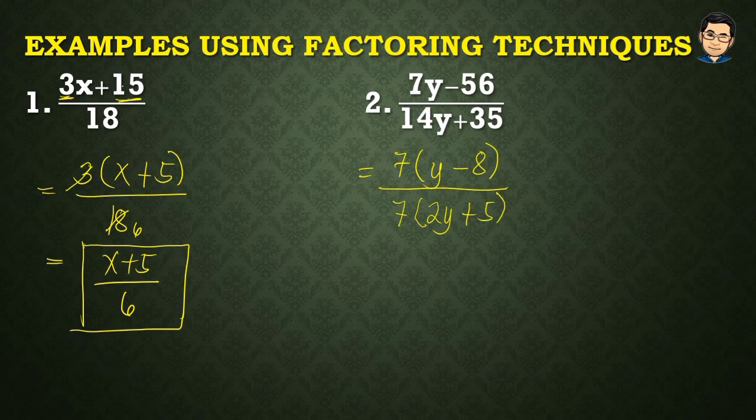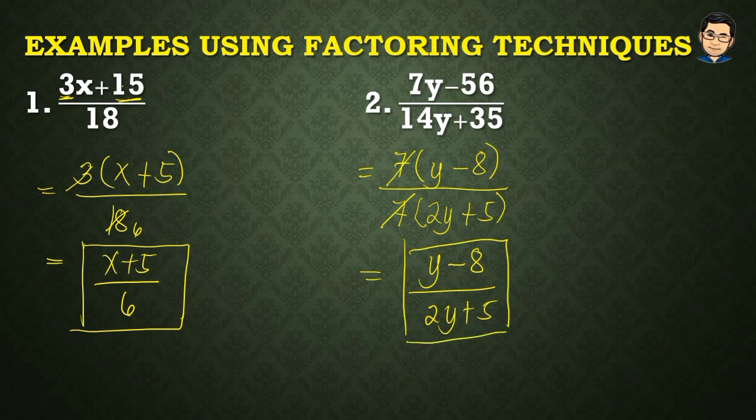And then we cancel out common term or terms. So makikita nyo, 7 tsaka 7, common po yan. So kinancel po natin. So our final answer will be y minus 8 all over 2y plus 5. So yung final answer po natin yan, simplified na po yan. So hindi na po natin pwede pang i-simplify.